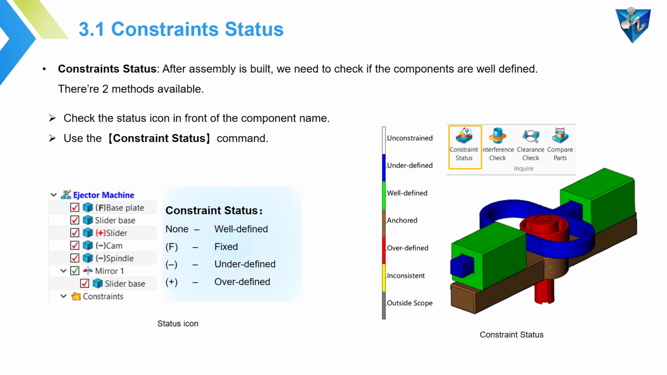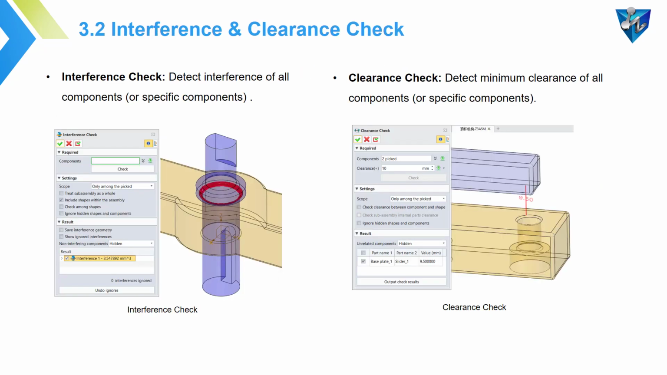Another faster way is using the constraint status command in the ribbon. Different colors can indicate different constraint statuses. And normally we need to check if there is an interference area in the assembly, or sometimes we need to check the minimum clearance of specific components. So in ZW3D, we offer corresponding tools for those purposes, which are interference check and clearance check. Now let's move over to ZW3D to check them out.